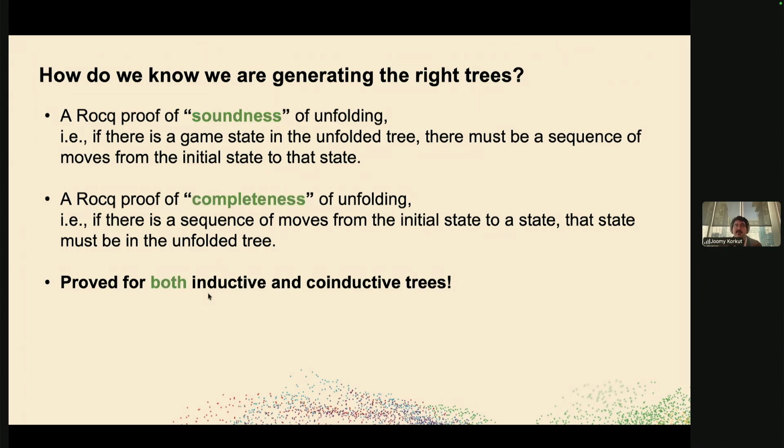So a question you might ask is, how do we know that we're generating the right trees? To answer this question, we have a notion of soundness and completeness for unfolding. What I mean by soundness is that if there's a game state in the unfolded tree, then there must be a sequence of moves from the initial state to that state. And what I mean by completeness is that if there's a sequence of moves from the initial state to a state, then that state must be in the unfolded tree. So we prove both soundness and completeness for both inductive and coinductive trees.